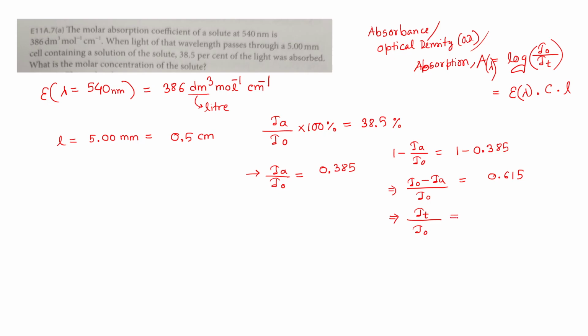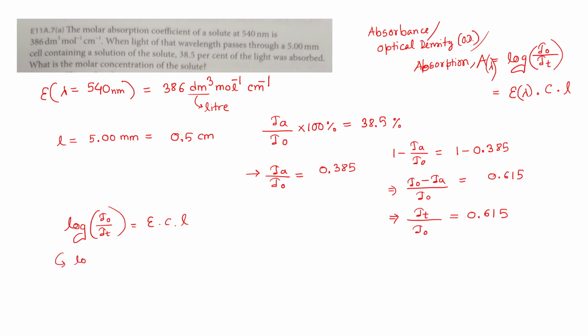Okay, now this is actually your 0.615, and you already know the formula: log of I0 by IT, not IT by I0, is epsilon CL, right? Obviously because your I0 is a greater quantity than IT, this log will give you a positive quantity, and epsilon, C, L are all positive. So by that way you can remember whether it is log I0 by IT or log IT by I0. It is actually log I0 by IT.